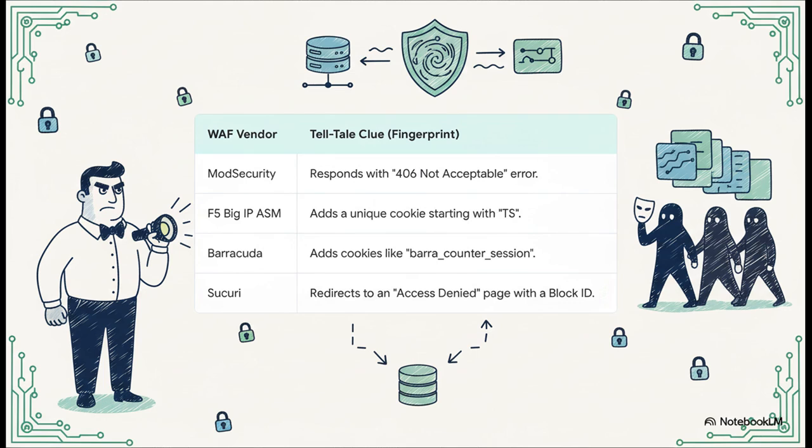And you can see just how unique these fingerprints can be. For example, a WAF called ModSecurity often gives itself away with a 406 Not Acceptable error. An F5 WAF adds a special cookie to the response that starts with the letters TS. Barracuda adds its own unique cookies, and Sucuri will just straight up tell you you've been blocked. Every single response is a potential giveaway.